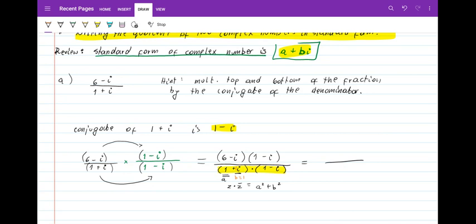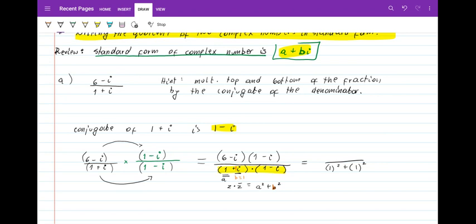So we have a squared plus b squared. So we have 1 squared plus 1 squared. Not i. i is the imaginary unit. b is the coefficient of the imaginary part, which is the coefficient of i. Okay.